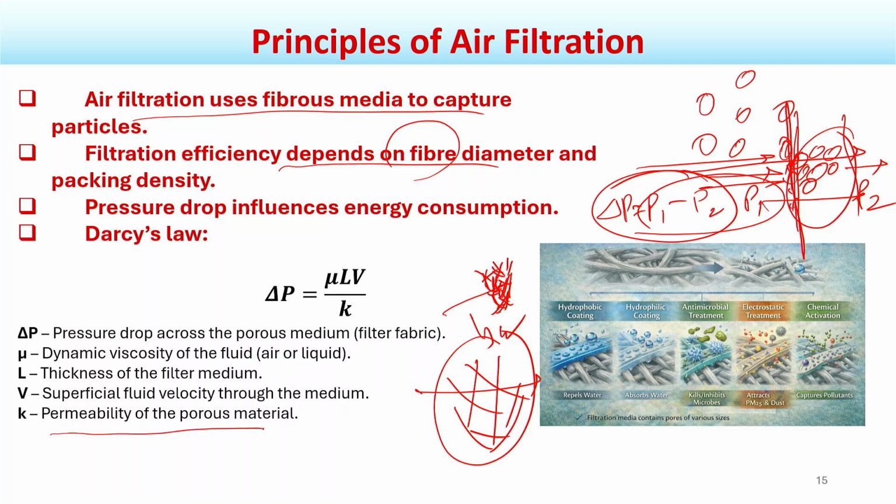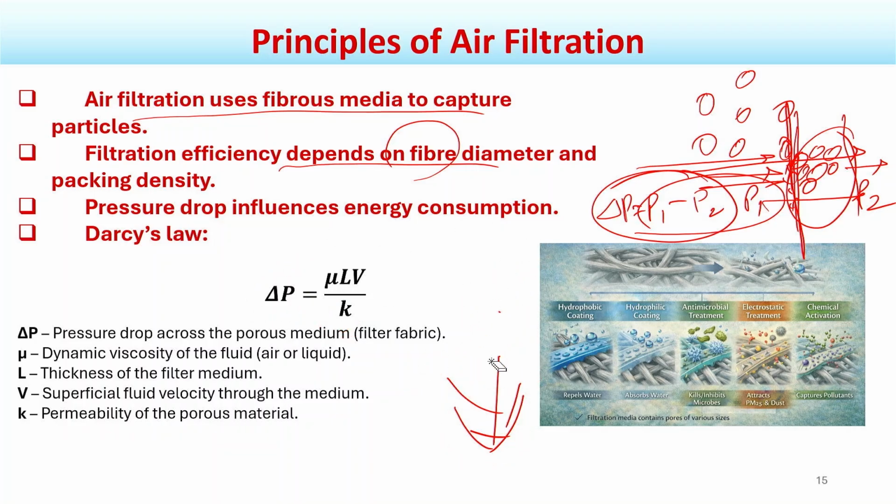And permeability of the porous media K. So, if the permeability is high, then pressure drop will be low. So, we can get the permeability, maybe air permeability we can measure. So, that will give the idea about the pressure drop. So, higher air permeability of a medium will result in a lower pressure drop.